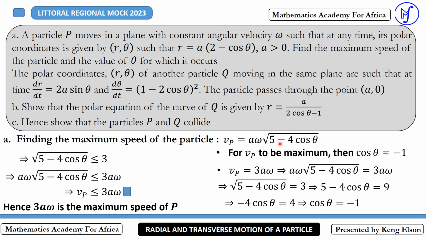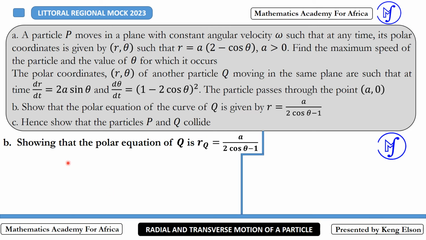If the sign here was positive, then it is going to be maximum for cos theta equal to 1. Okay, so be very careful. If the sign here was positive, then it will be maximum for cos theta equal to 1. But since the sign is negative, then it's maximum for cos theta equal to -1, since we have the square root here. So cos theta equal to -1, since we need a theta coordinate, we just have theta equal to pi. So when theta is pi, then the speed of the particle is maximum, and that maximum value is 3a omega.